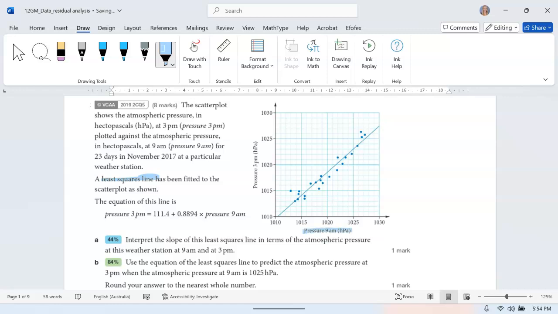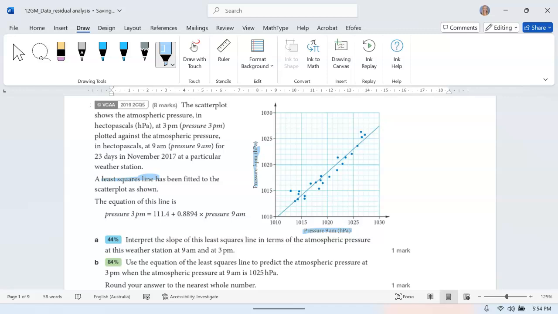You're always going to have your explanatory variable on your x-axis. So remember, x explanatory, and then your response variable. We also know that 9 a.m. happens before 3 p.m., so it kind of makes sense for it to be your explanatory.